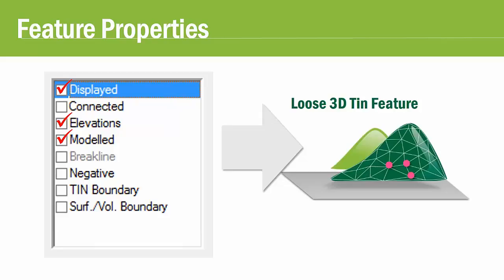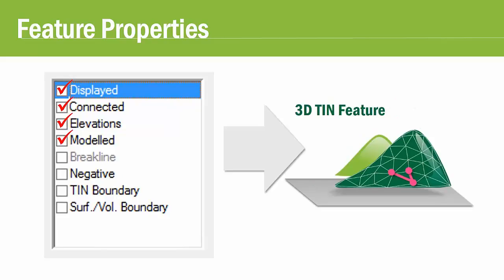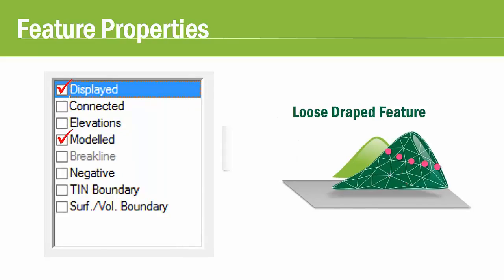Here's an example of a loose 3D tin feature. So we have 3 points that are modeled. They're part of the model. They have elevations, but they're not connected. And again, this is similar to the previous one, except they are connected. Now this one is 4 points, a collection of points.